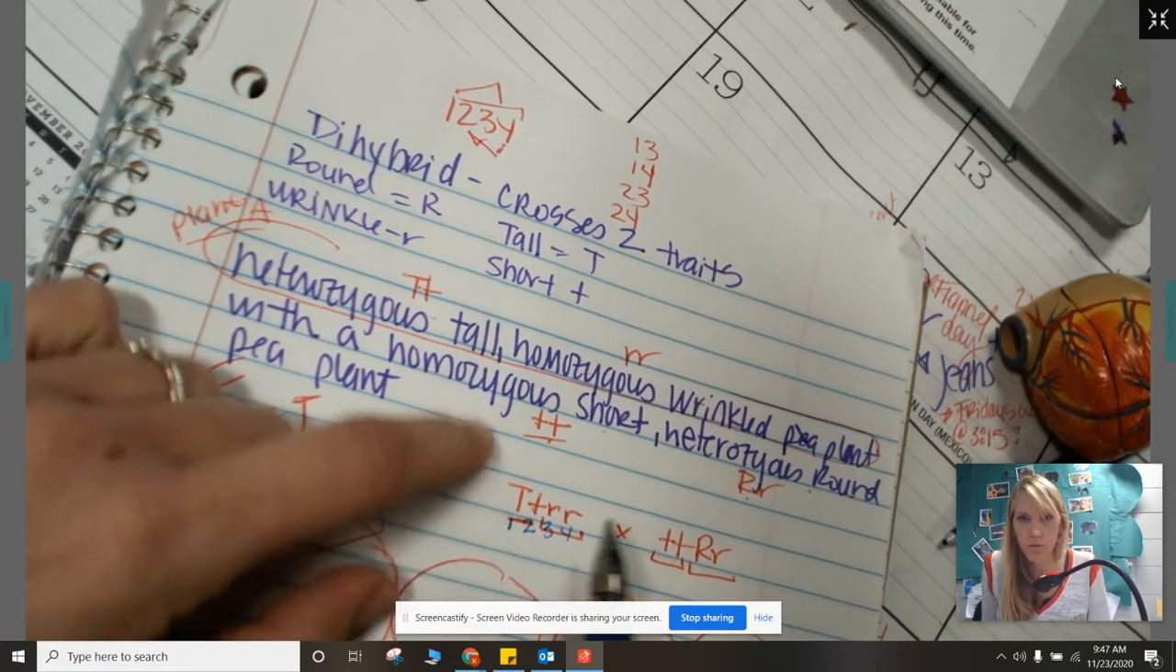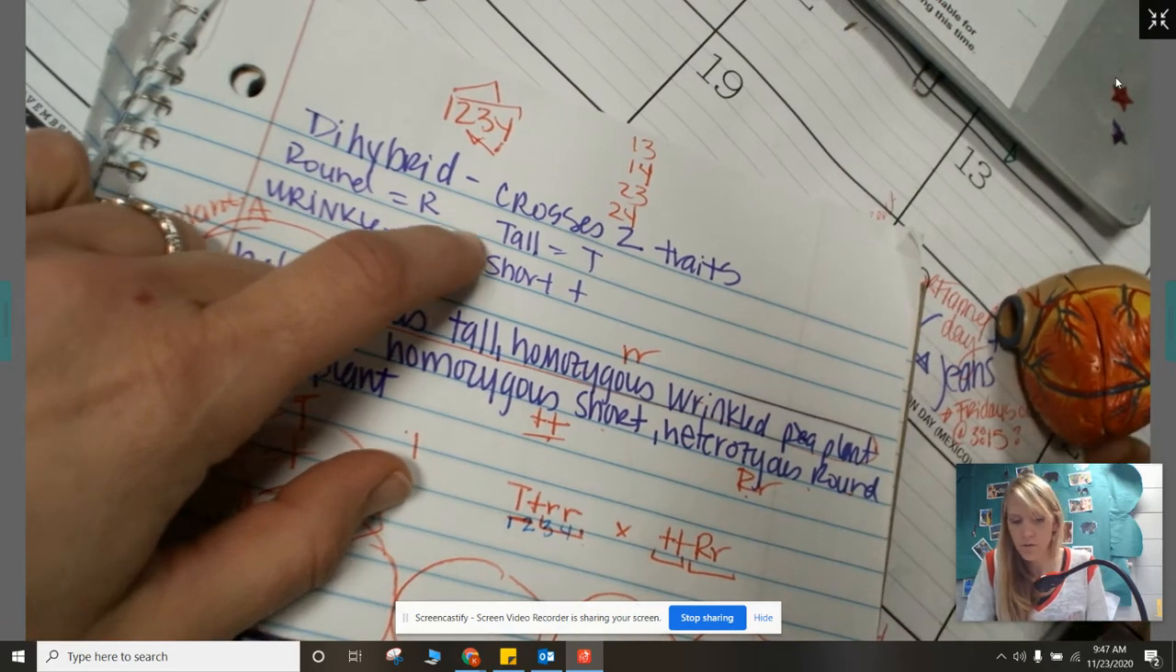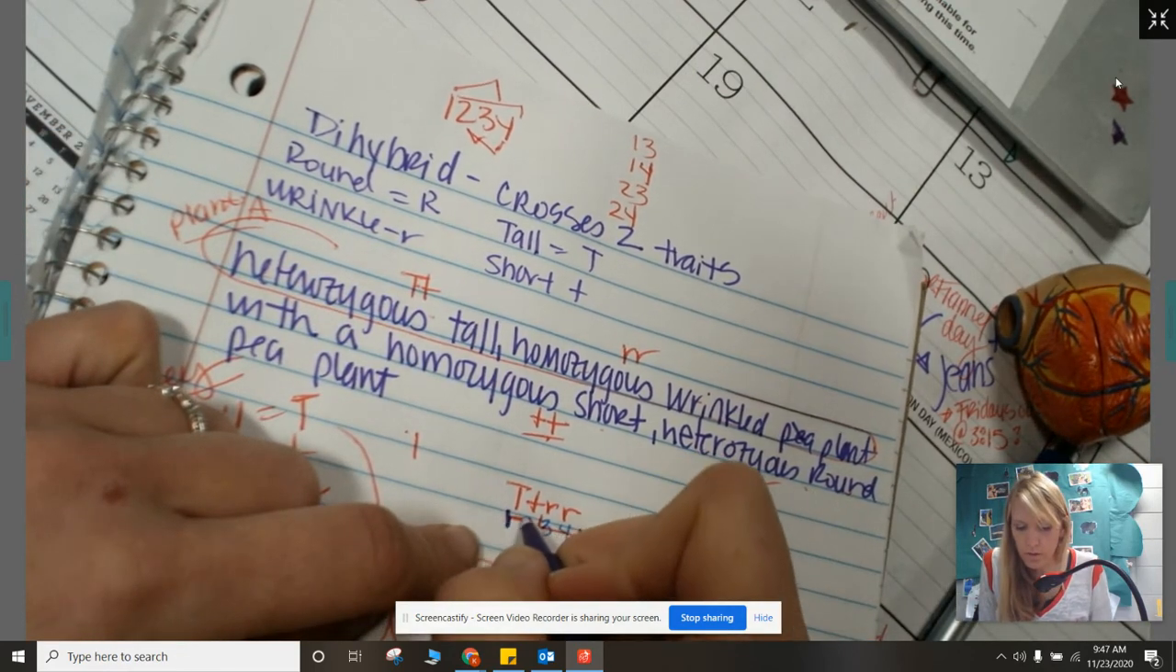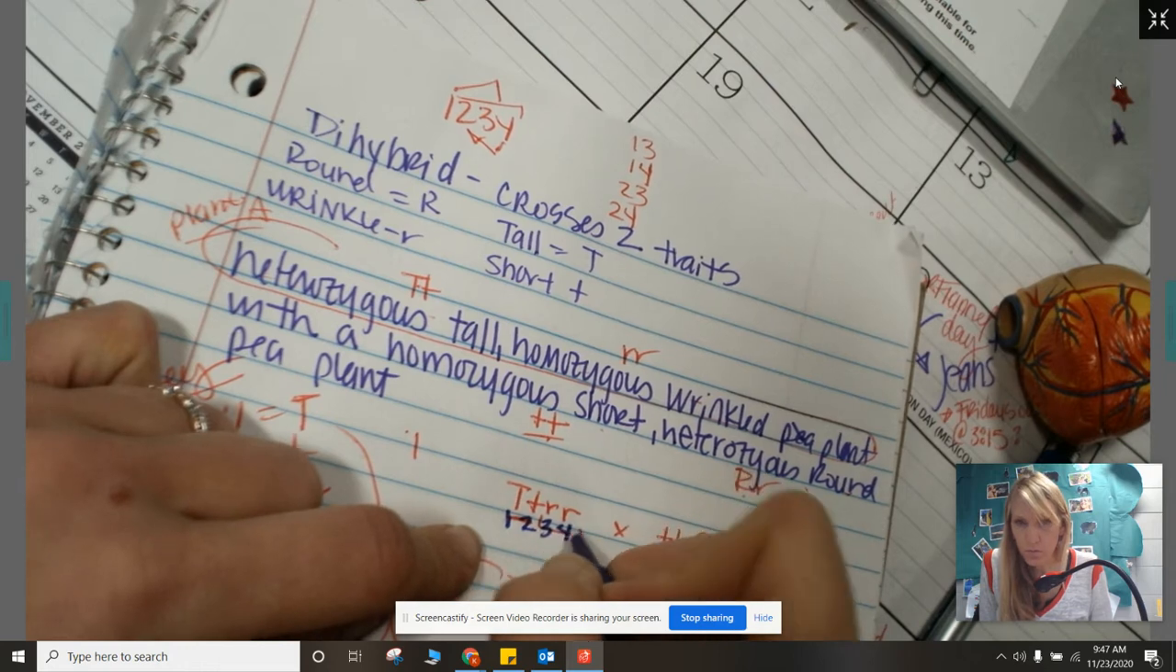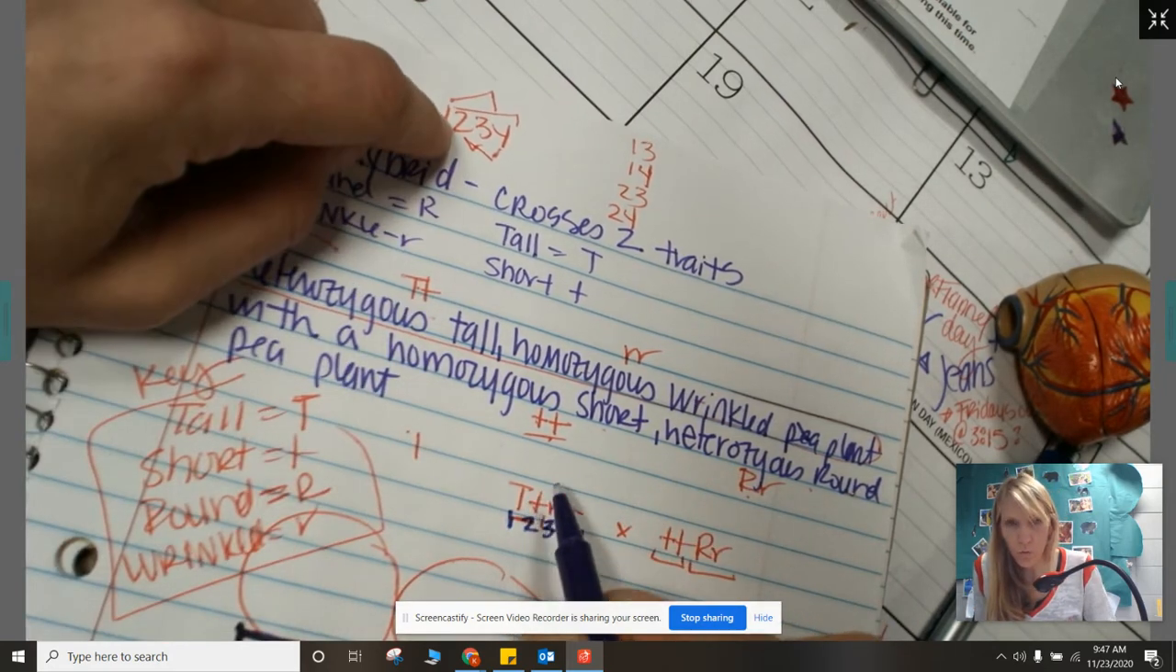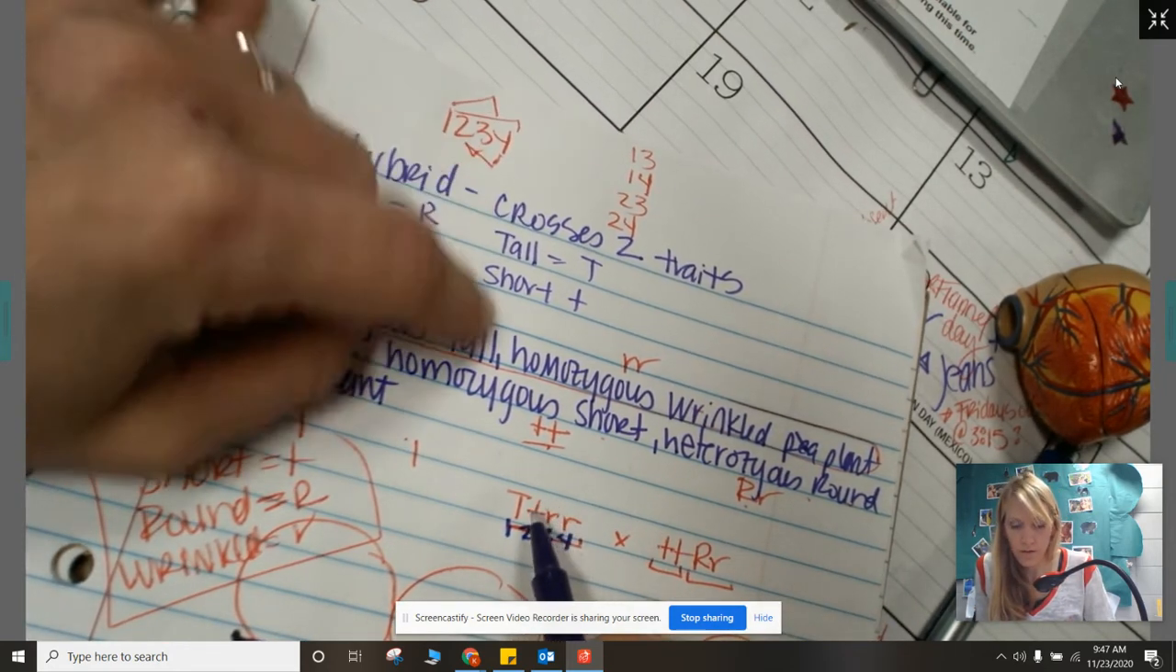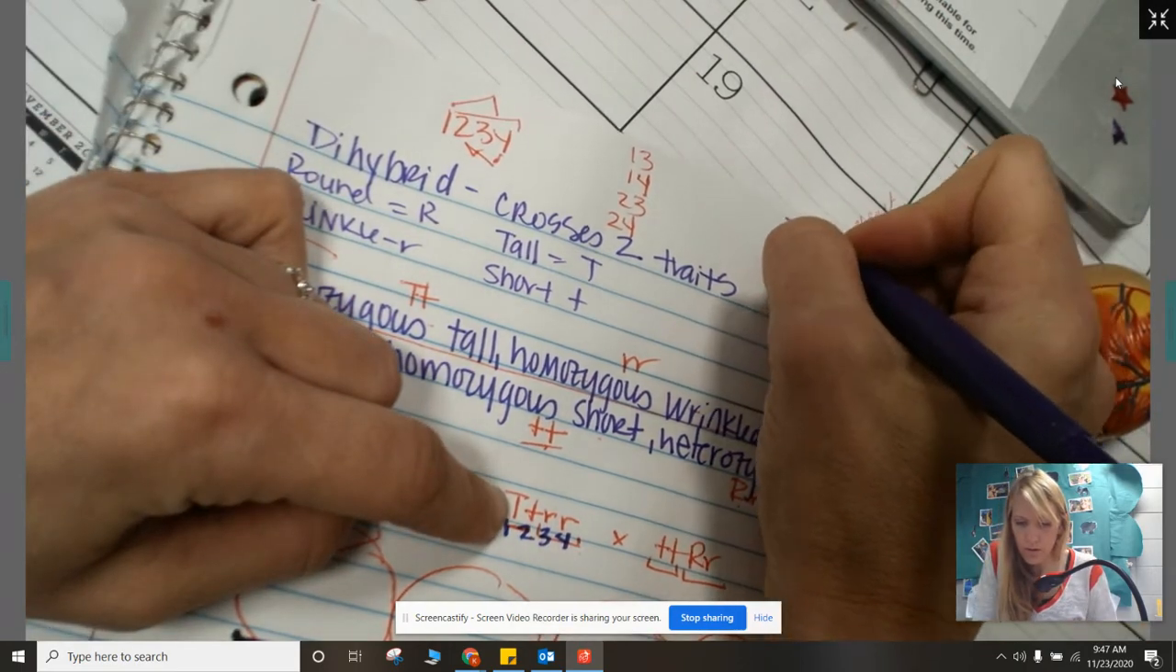1, 2, 3, 4. See, you number them. So then if you went, what can you see these numbers? I don't know if you can see them. 1, 2, 3, 4. So then you'd go 1 with 3. So you'd go big T, little r.